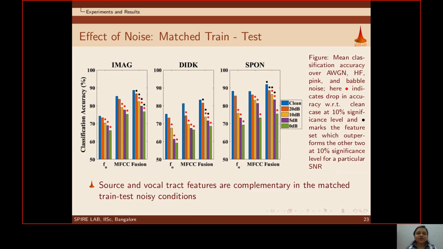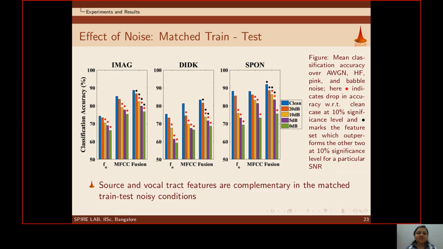Next, we analyze the effect of different types of noises on the classification performance under matched train-test settings. Here, the bars indicate average classification accuracies over 4 noise conditions. Different colors correspond to different SNR values. We compare the performance of F0, MFCC, and fusion of F0 and MFCC for each of the 3 speech tasks. For each feature, the red dots indicate the SNR conditions where the drop in accuracy with respect to the clean case is significant at 10% significance level. On the other hand, for each SNR level comparing across features, the black dots indicate the feature set which outperforms the other two at 10% significance level.